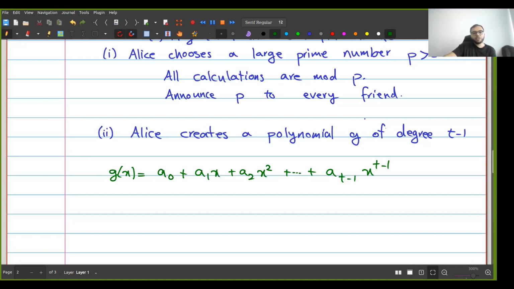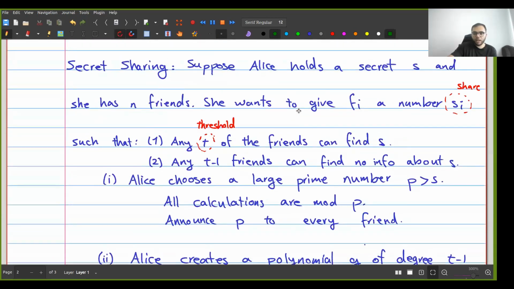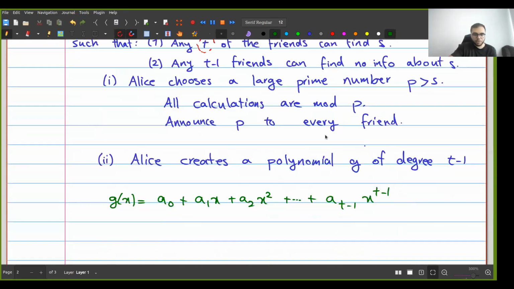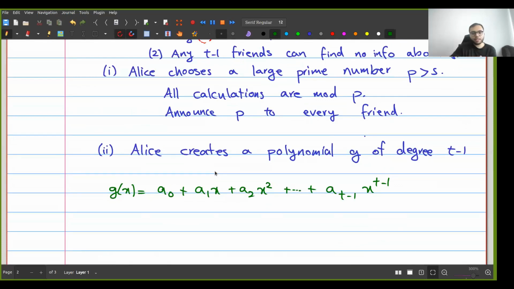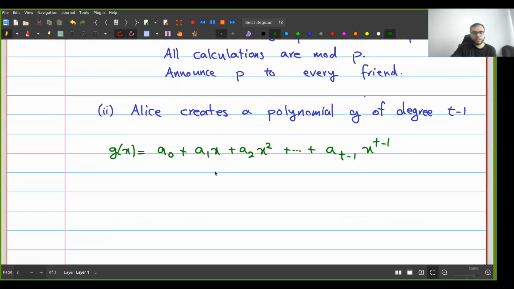Now, I want to give shares to my friends. The shares that I'm going to give to the friends are just going to be points on this polynomial, points that this polynomial goes through. Okay? But I have to also somehow encode my secret in this polynomial. So let's encode my secret as one of the coefficients of the polynomial. Okay?